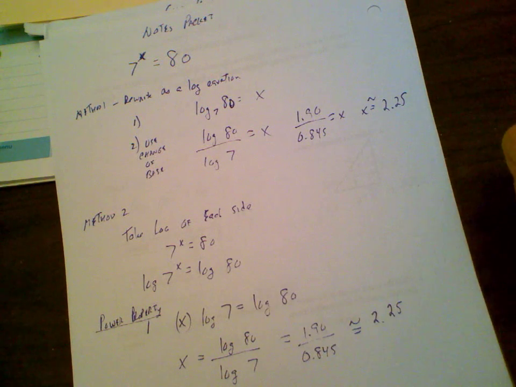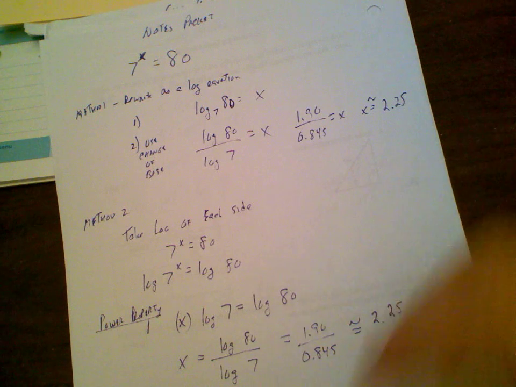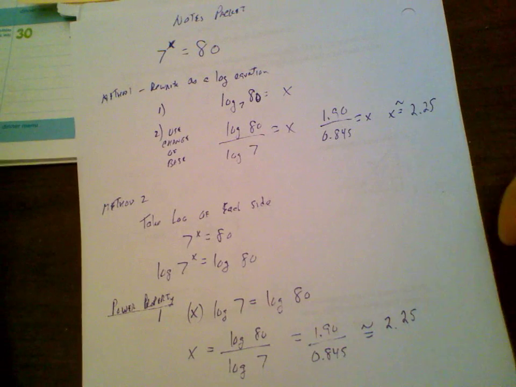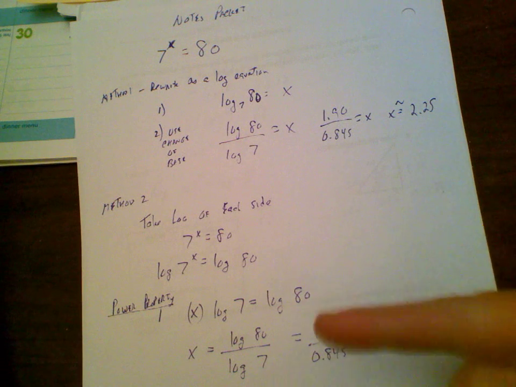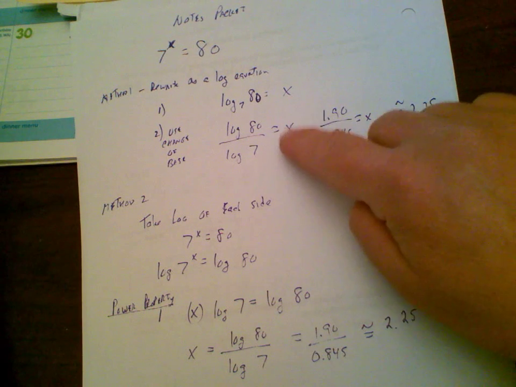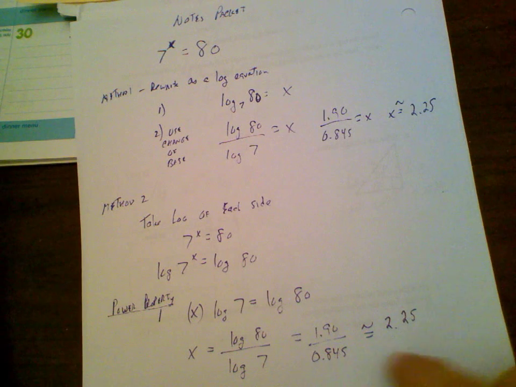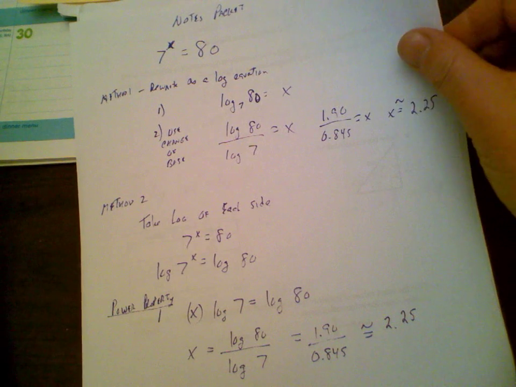It becomes x times the log of 7 equals the log of 80. What's my next step? Well, I want to solve for x, so on the left-hand side, I'm going to divide both sides by log of 7. So what do I wind up with? x equals the log of 80 over the log of 7. Looks pretty familiar to what I did with change of base, doesn't it? When all is said and done, 2.25 is my final answer.